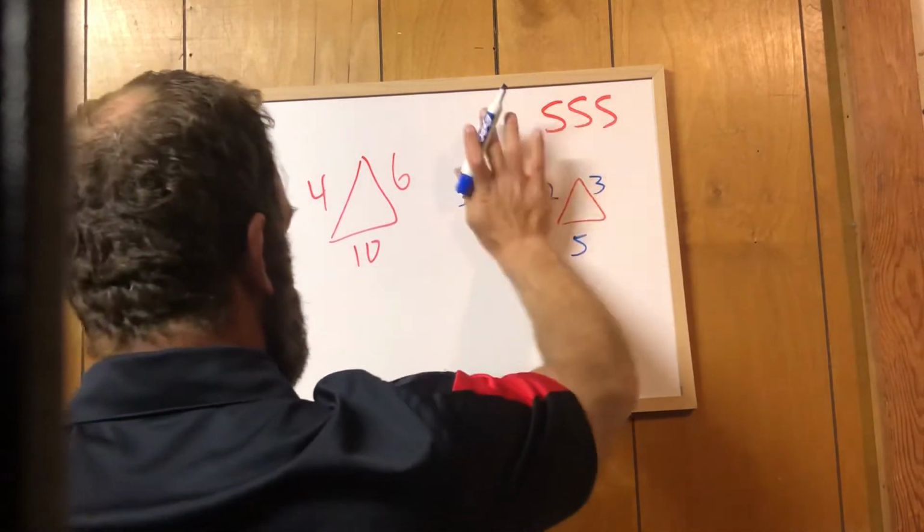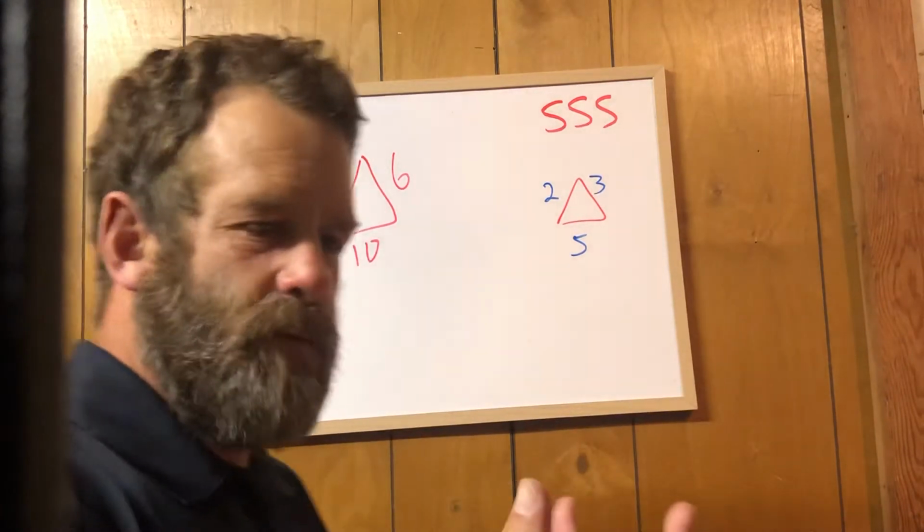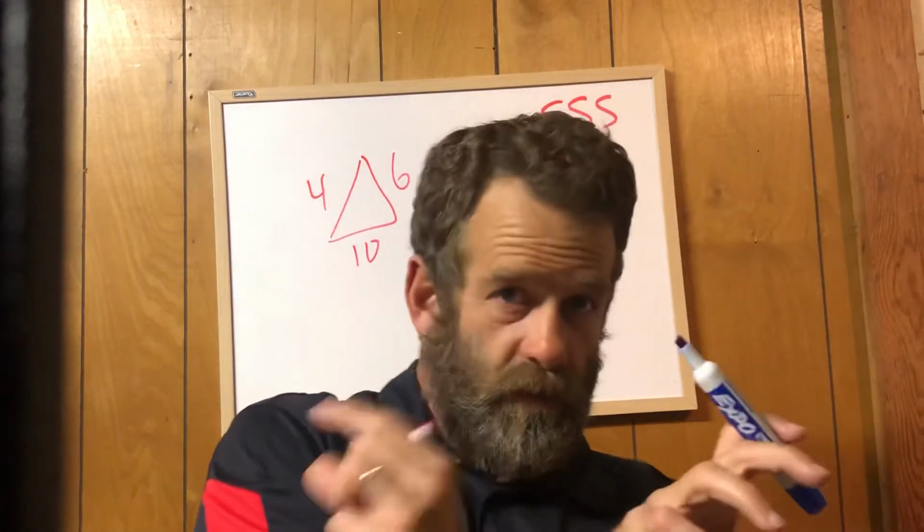Because technically, if I have any shape in my hand, I can just take it and move it. It's still the same exact shape, except the sides are on different parts now. This side, if I flip it, it's over here. I don't have to have it lined up exactly the same.